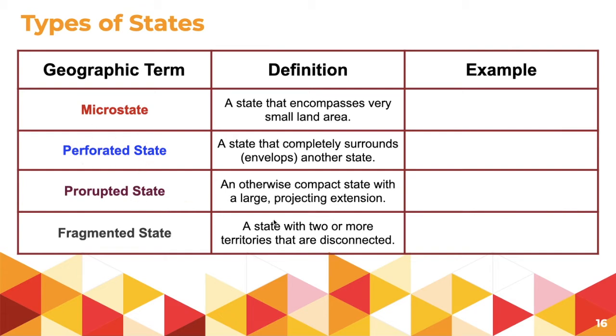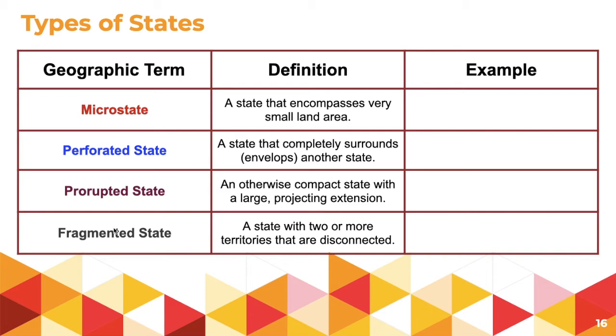A prorupted state is one that's basically compact, but then has a unique, large projecting extension that's kind of jutting out from the rest of the country. It's mostly compact, and then it has like this arm sort of thing sticking out from the north or the east or the south or the west. From one side of the country, we see this large projecting extension of land. Thailand would be a good example of this. It's mostly compact, but then there's this large stretch of land that sticks out from the rest of Thailand.